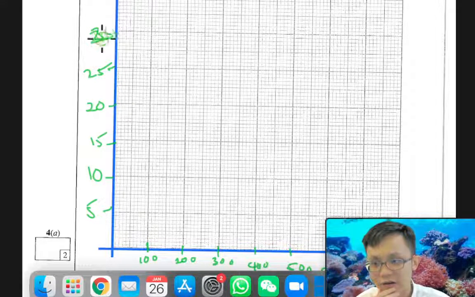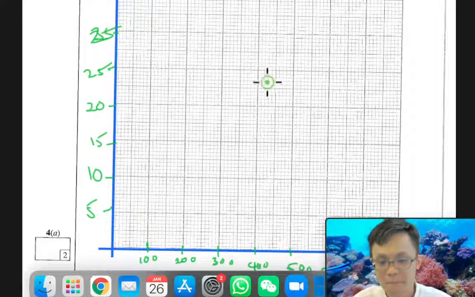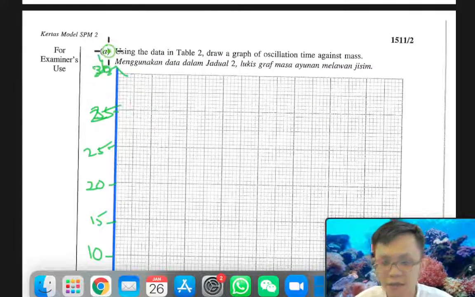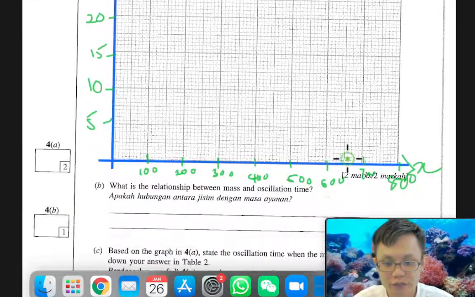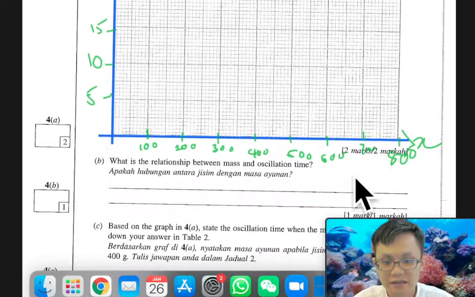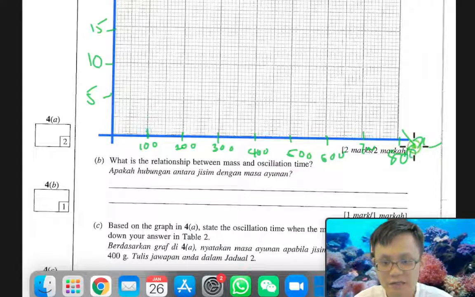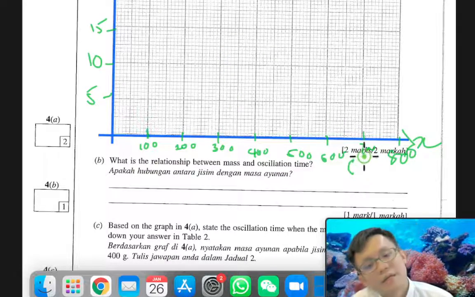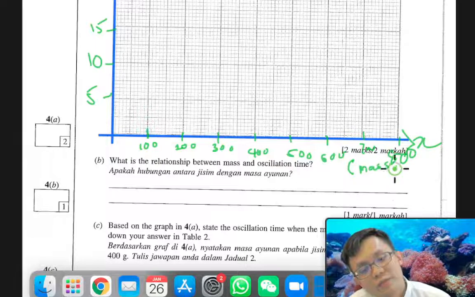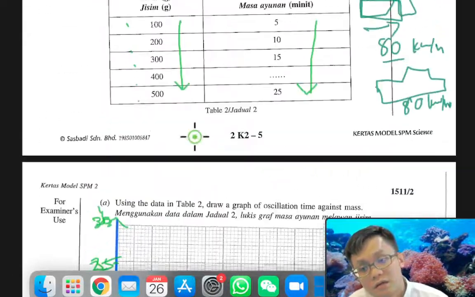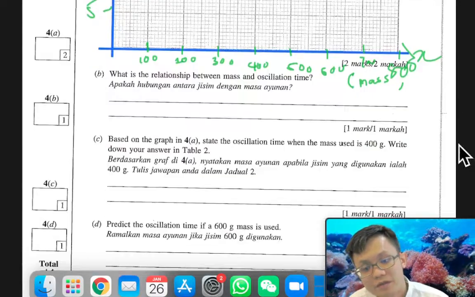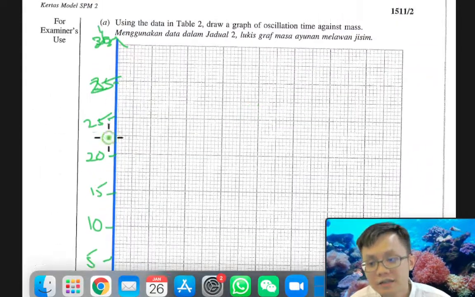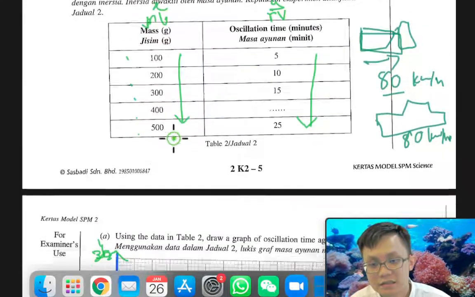What should I do now? Mark. But I think I should put the title and unit for X and Y first. So this one I put what? Mass, and the unit will be gram. Just put gram in a bracket, so that it shows the unit. And this one on the Y axis is oscillation time.